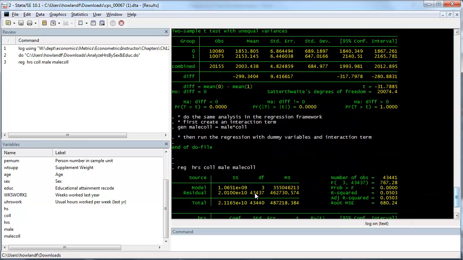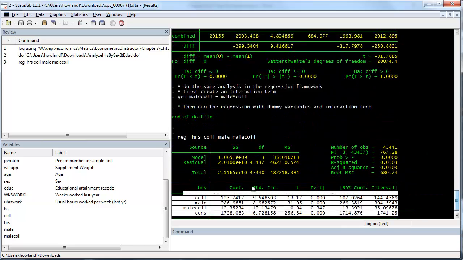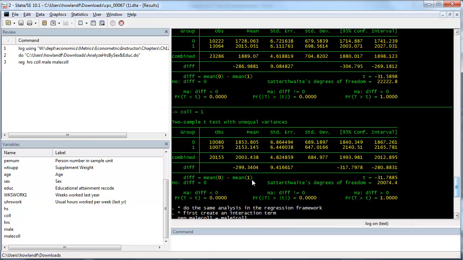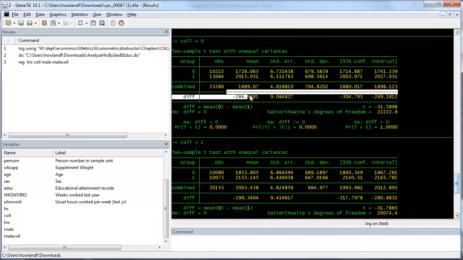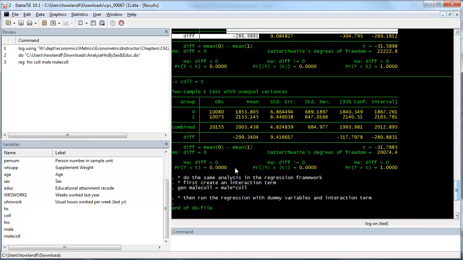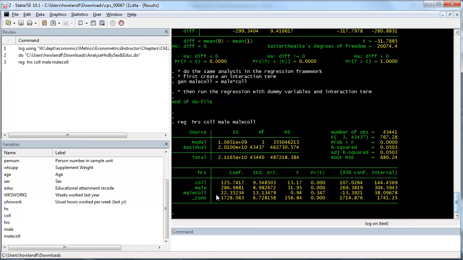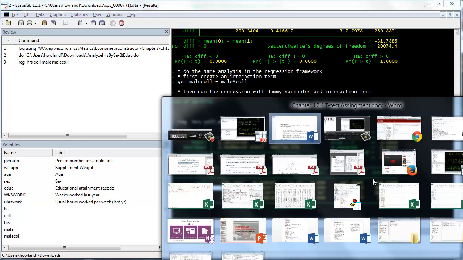So let me give you a hint. Okay, so 286, where does that show up? Well, that's this difference here. That's the difference between people without a college education, between females and males, and that shows up as this coefficient. All right, so there's going to be a homework exercise, and I'll talk about that in a second. Let's turn to the homework exercise.